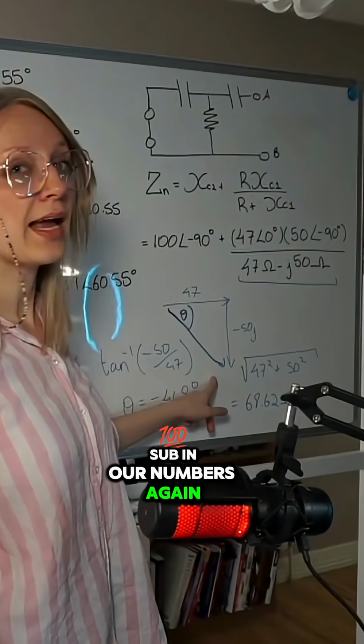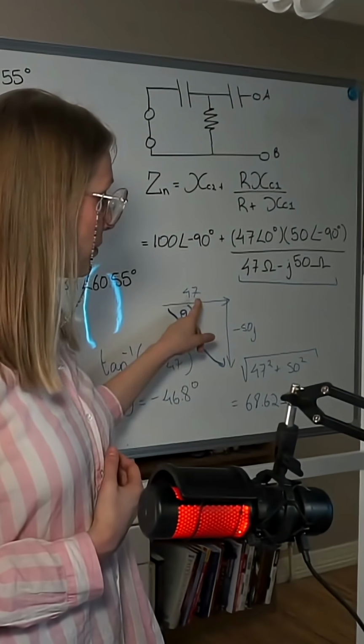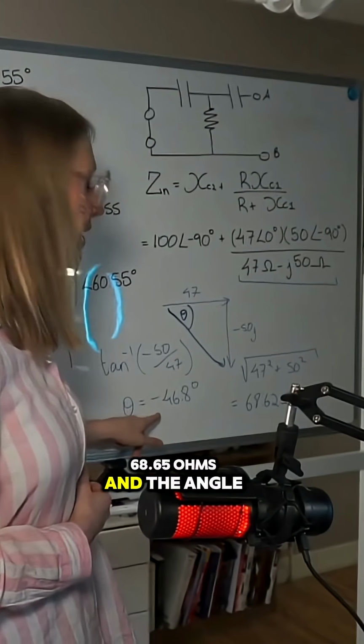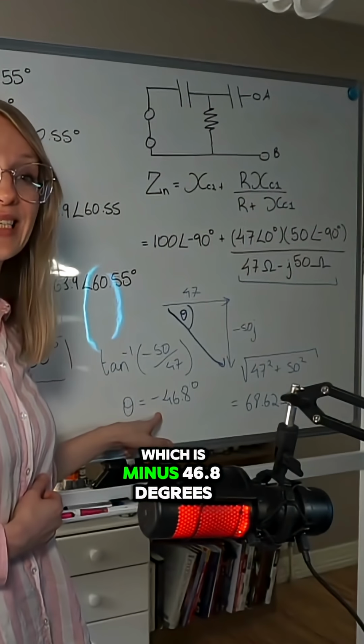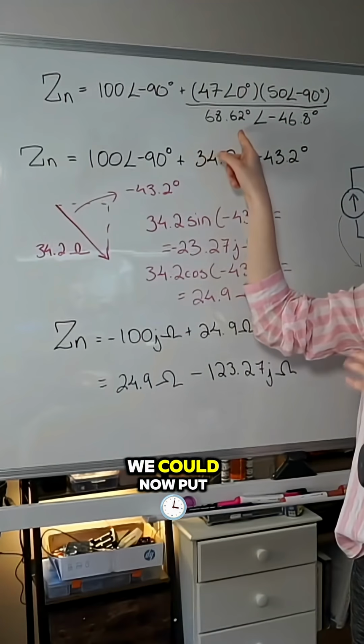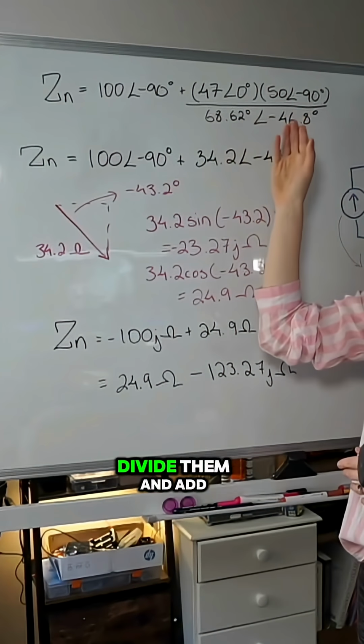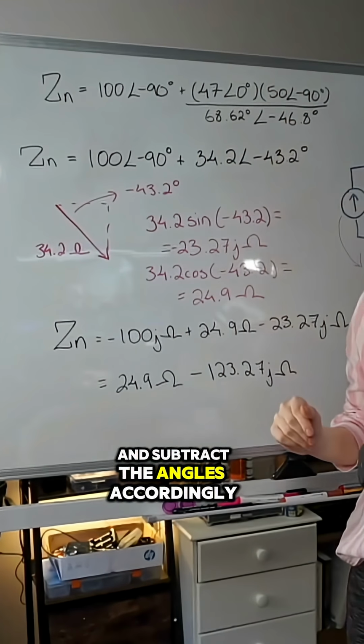Sub in our numbers again. Again, I'm a bit repeating myself, but you solve it using Pythagoras' theorem, 68.65 ohms, and the angle using tan, which is minus 46.8 degrees. We can now put in the angular form where we had the rectangular form. We can multiply the magnitudes, divide them, and add and subtract the angles accordingly.